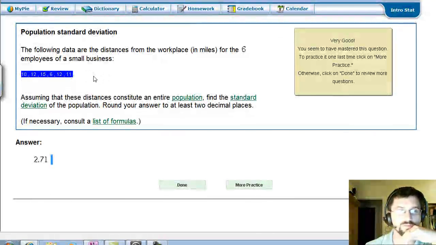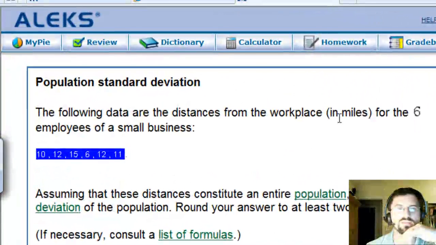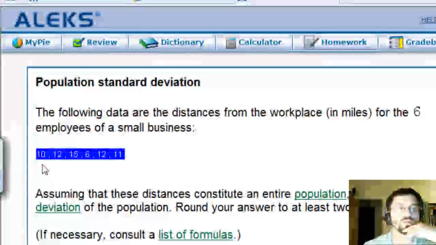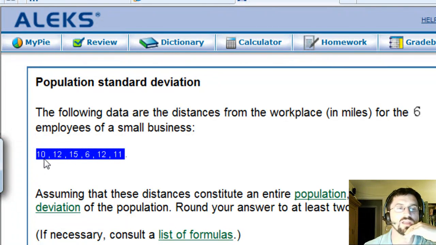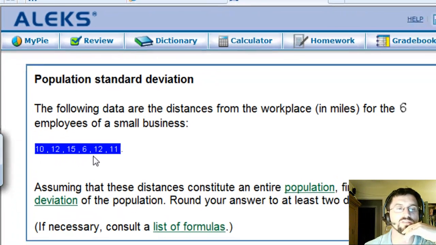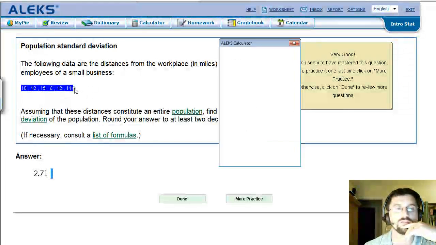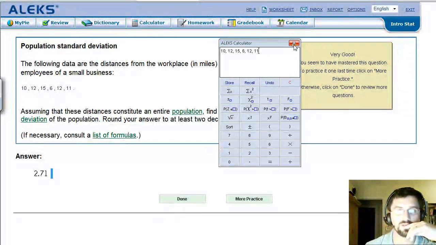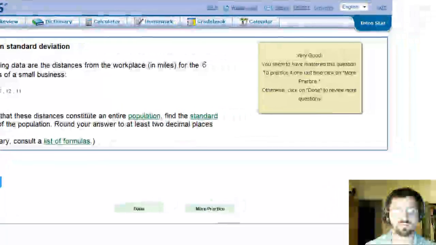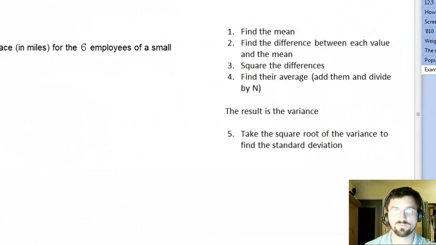So what we're going to do is find this now. The following data are distances from workplace in miles for 6 employees of a small business. So one person lives 10 miles away, 12 miles, 15, 6, 12, and 11. So the first step is always, if I go back here, to find the mean.